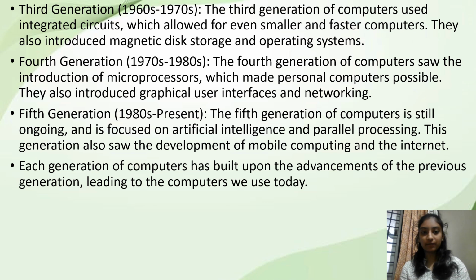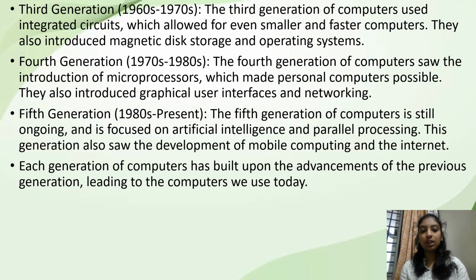Third generation is from 1960s to 1970s. The third generation of computers used integrated circuits which allowed for even smaller and faster computers. They also introduced magnetic disk storage and operating systems. Fourth generation, 1970s to 1980s. The fourth generation of computers saw the introduction of microprocessors which made personal computers possible. They also introduced graphical user interfaces and networking.